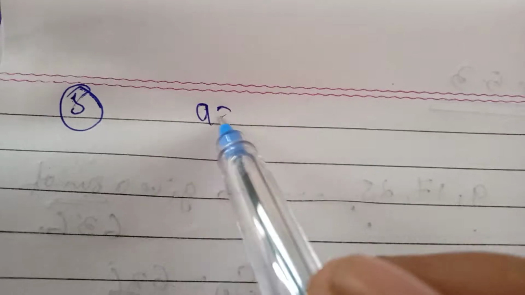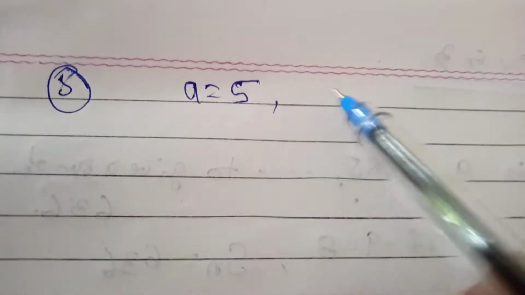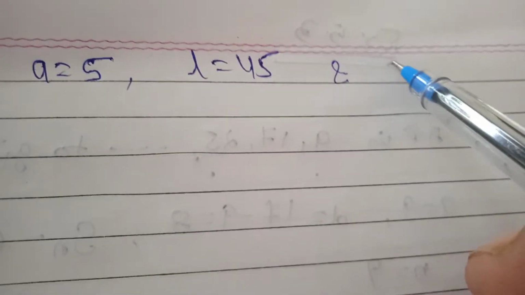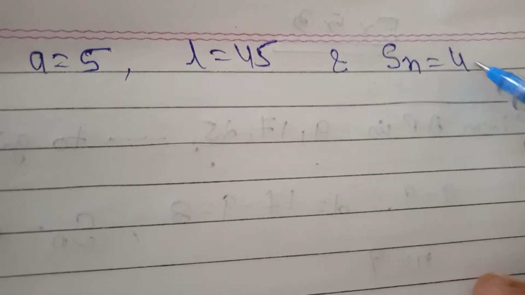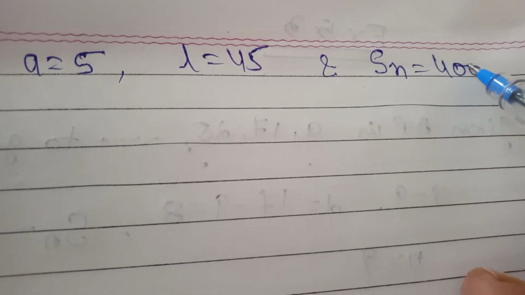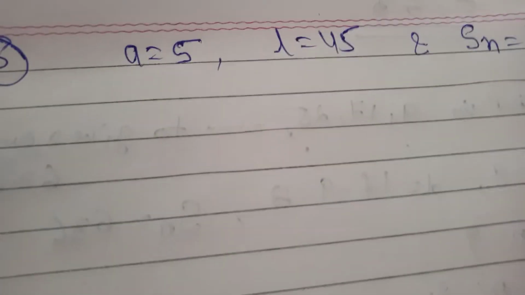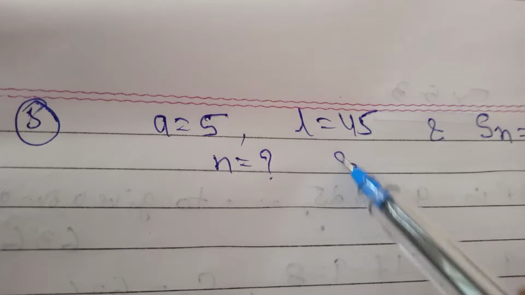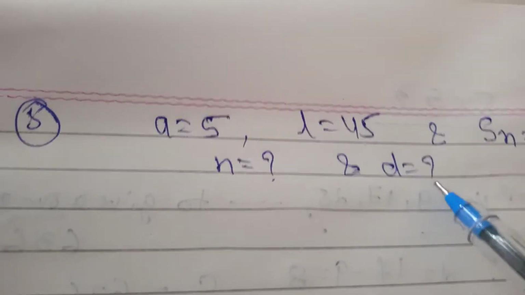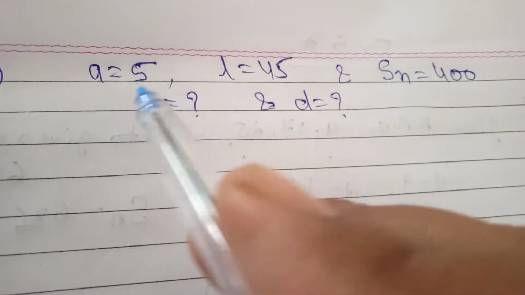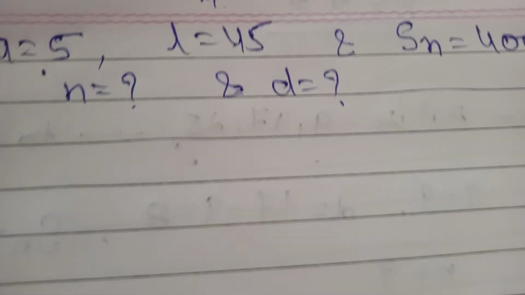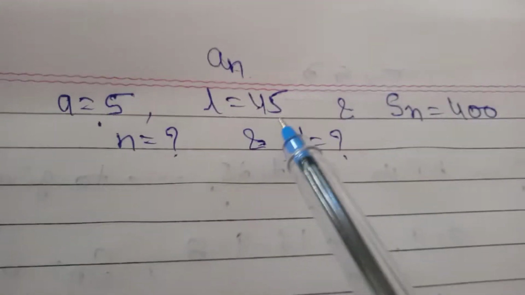The first term of the AP is given as 5, the last term is 45, and the sum Sn is given as 400. What do we have to find? The number of terms, that is n, and the common difference, that is d. The first and last term always indicate an, as I told you. So an is 45.